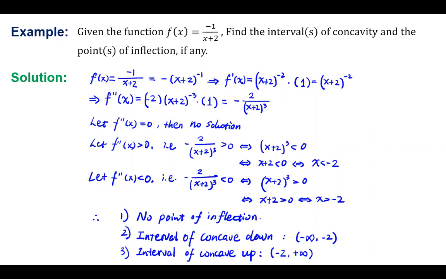1. Okay, (x plus 2) to the power of -2 times 1, which is (x plus 2) to the power of -2, right? Then based on the first derivative, we differentiate it again to get the second derivative, which equals -2 over (x plus 2) to the power of 3. Any questions here?